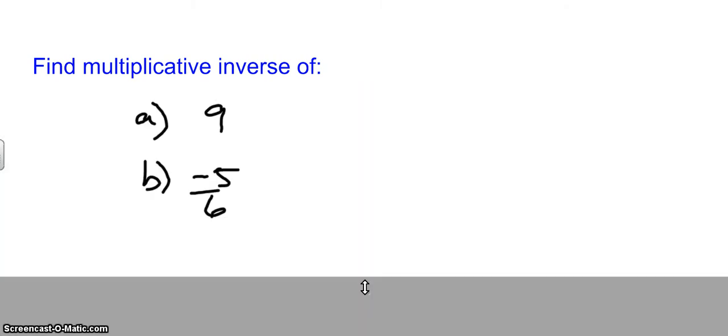Okay, here is your first question for today. Find the multiplicative inverse of the given value. So quietly find the inverse of these two values, and then we'll say it together. Pause the video, come back. Okay, the inverse of 9 is 1 over 9, that's right. And the inverse of negative 5/6 is negative 6/5. Okay, very good.